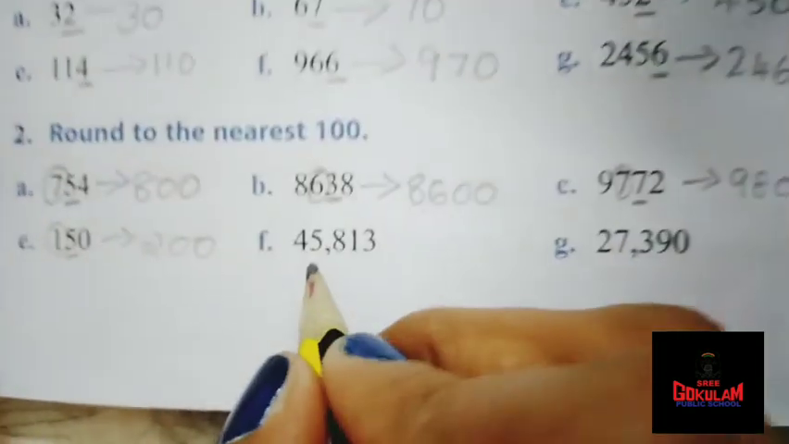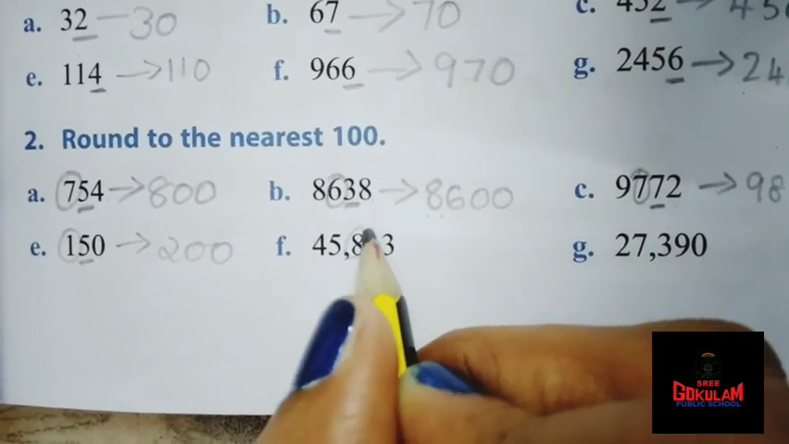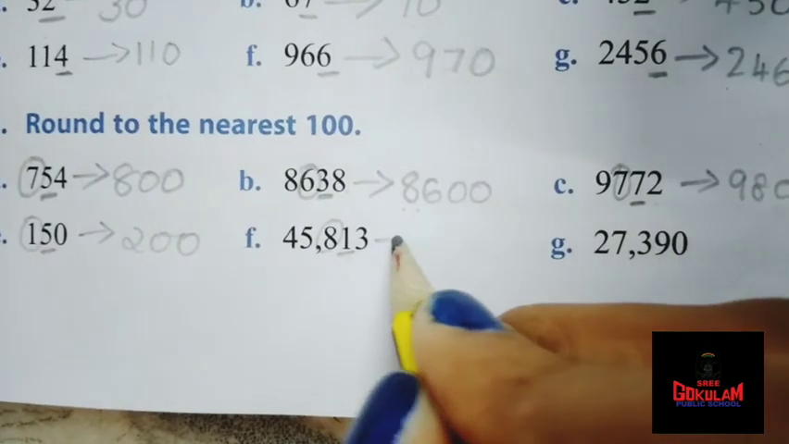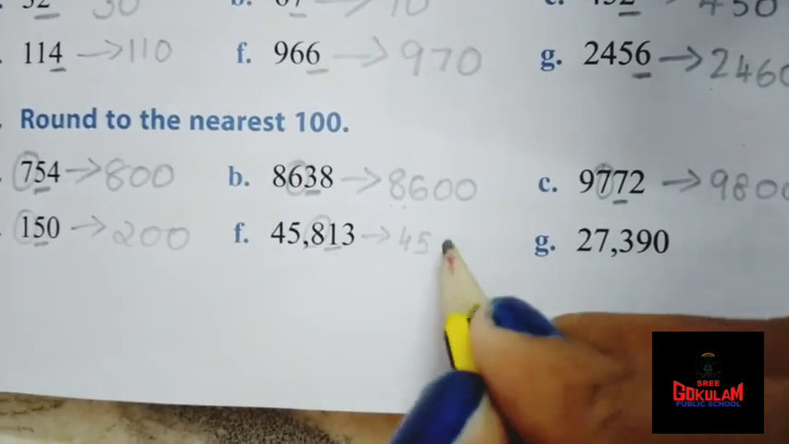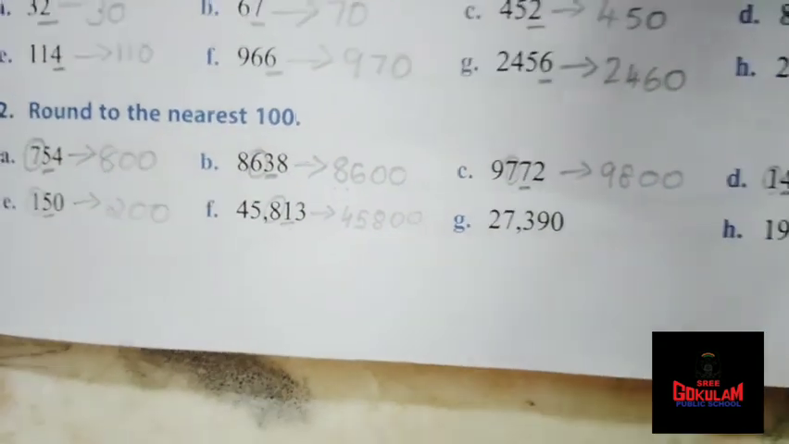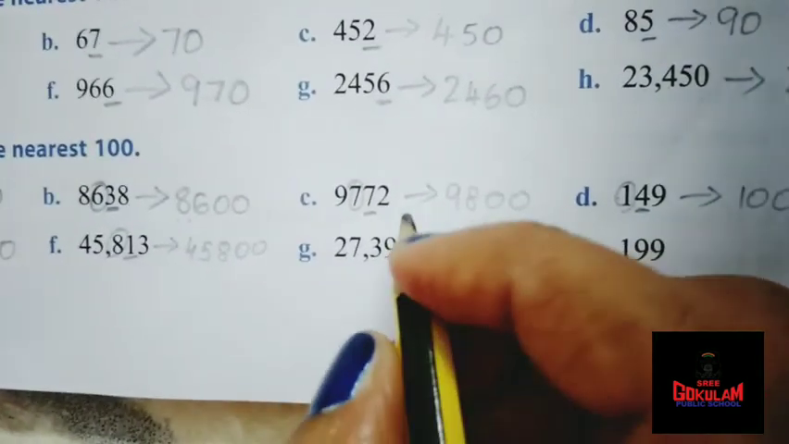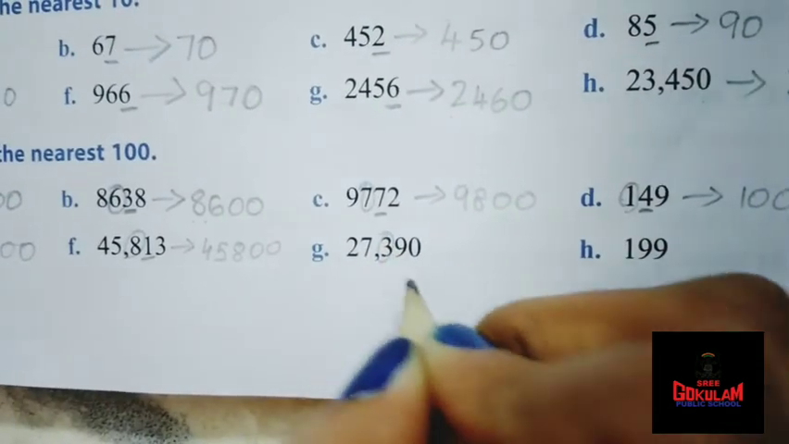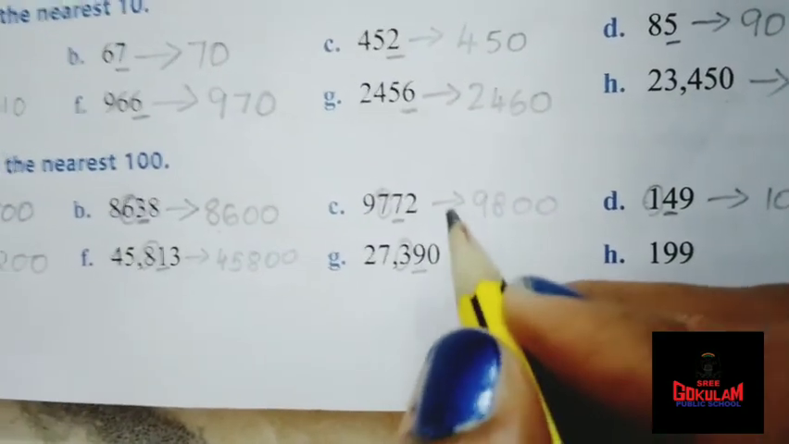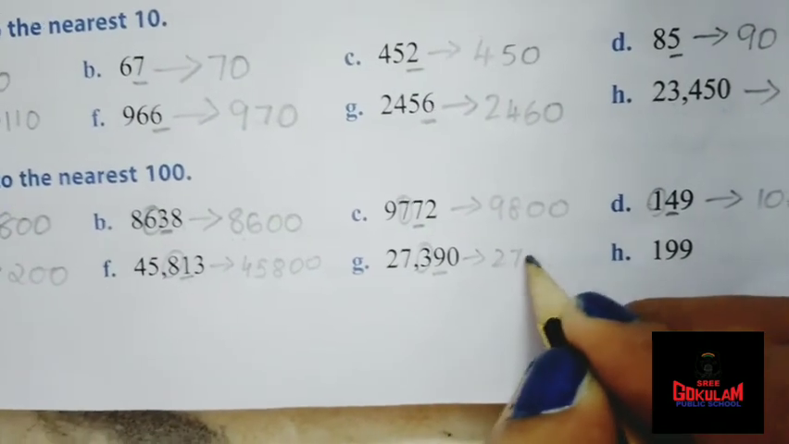The next number, 45,813. Circle the 100 place, underline the tens place. It is less than 5, so we write the same number, 45,800. Next question, 27,390. Circle the 100 place and underline the tens place. It is 9, greater than 5, so round it up, 27,400.